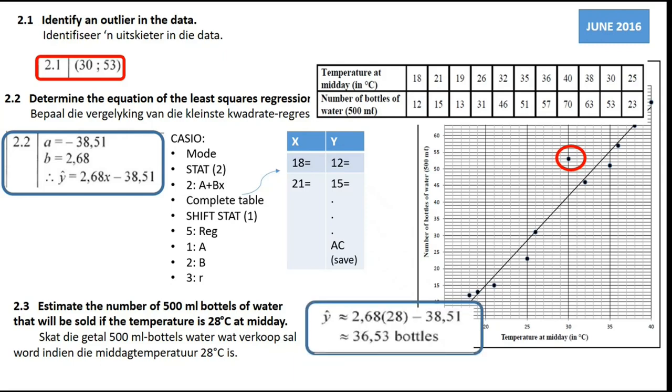But, of course, you can also put it into the equation, which now isn't really an estimate, because estimate really means that you should get it from the graph. But it's totally up to you. So whether you get it from the graph, whether you go and see, okay, 28 on the graph, and then go up to the line, and then go over left until you get to the number of bottles, and read it off from there, or you can put it into the equation that you have, and then we say 36.53. Now, of course, you can't have 36.53 bottles, so the number of bottles should actually then be 36 or 37.